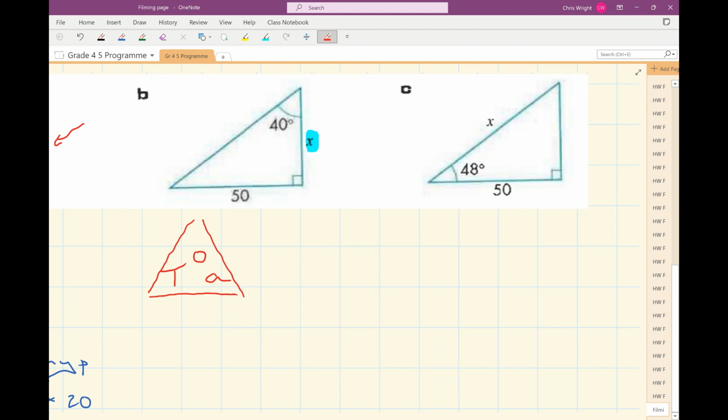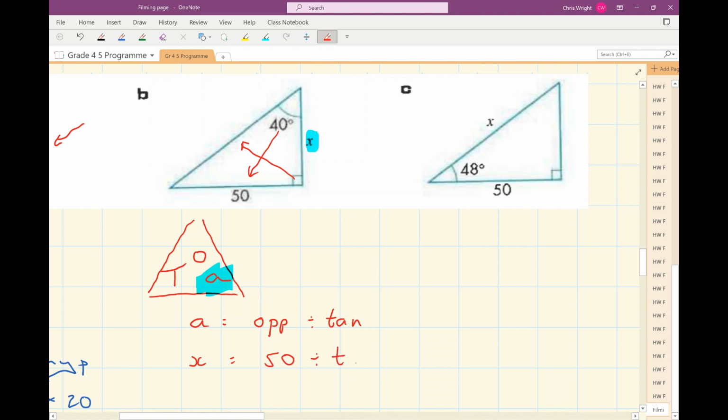Now, which side is that? It's not the hypotenuse, it's not the opposite, it's the adjacent. So I'm going to cover up the A, and that tells me that the adjacent can be calculated by doing the opposite divided by tan the angle. So in this case, X is going to equal the opposite, which is 50, divided by tan 40. So on my calculator, 50 divided by tan 40 gives me an answer of 59.6 to 3 significant figures.